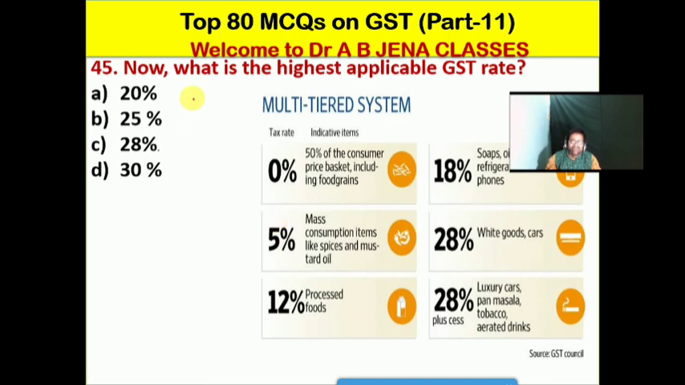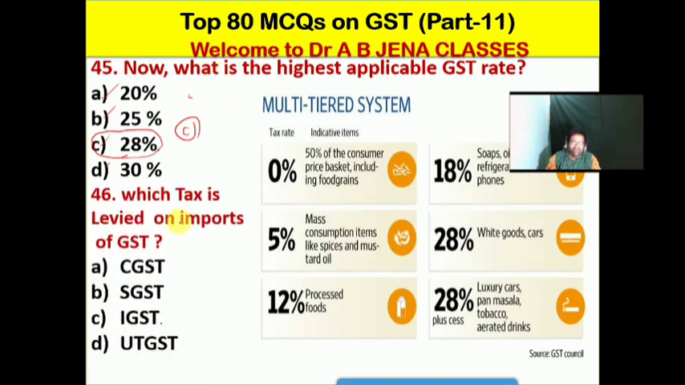So next one we will see the vital MCQs. Now, what is the highest applicable GST rate? A, 20%; B, 25%; C, 28%; D, 30%. No doubt friends, so C is the right option for this MCQ. Presently 28% is the highest applicable GST rate as per the GST law.